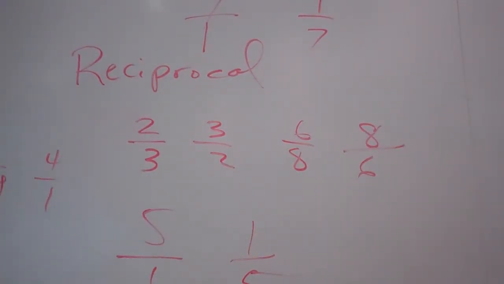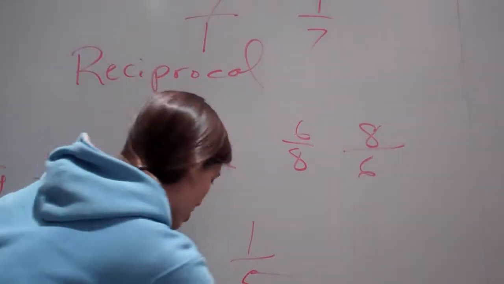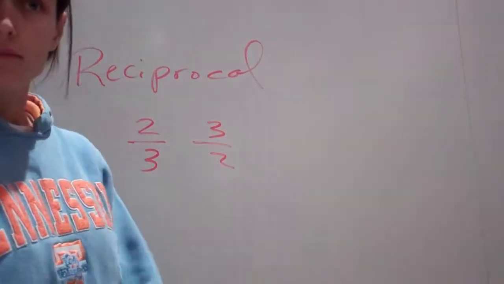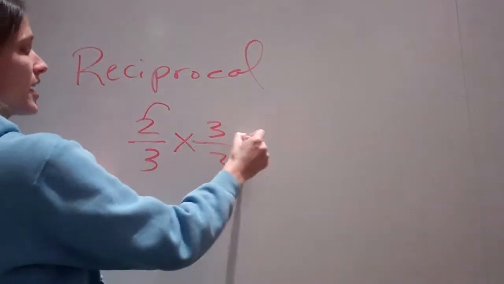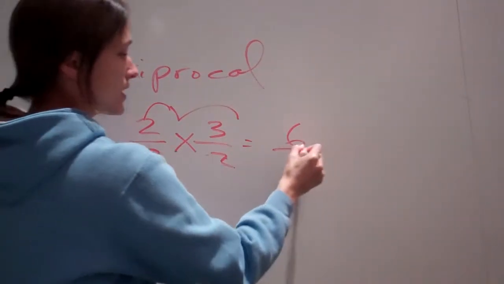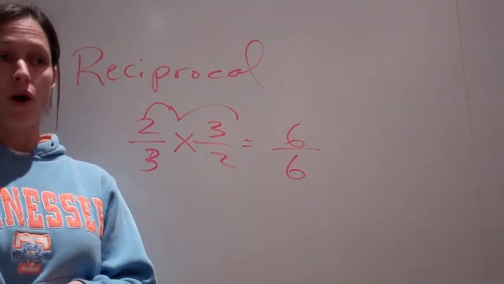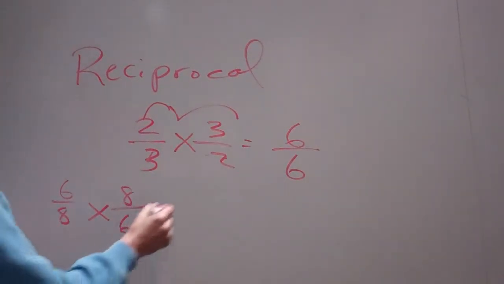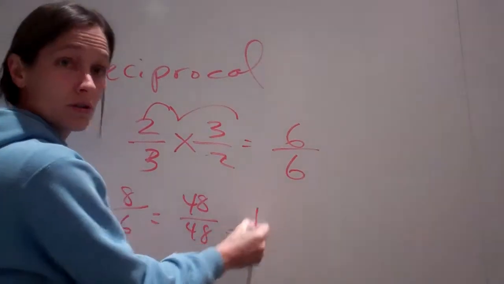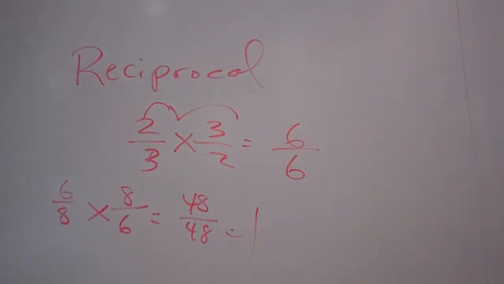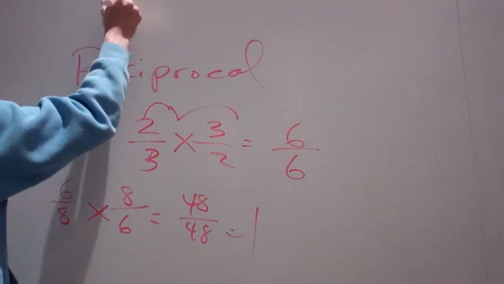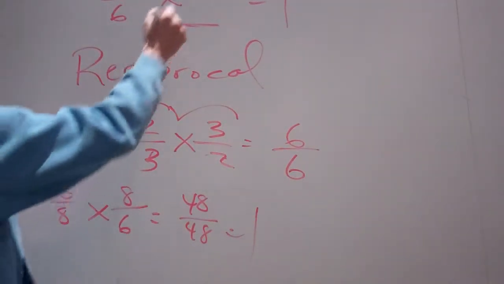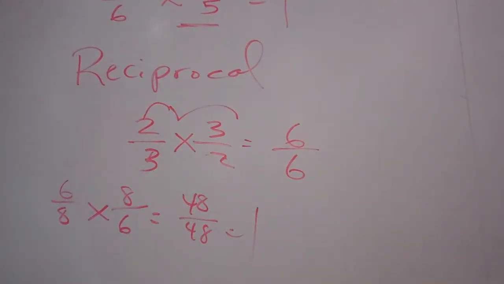Very good. Okay. Did you know that when you multiply reciprocals together, you always get 1? For example, 2 times 3 is 6, 3 times 2 is 6, and 6 out of 6 is 1. Okay, what if I did 6/8 times 8/6? I would get 48 over 48, which equals 1. So, if I told you 5/6 times what equals 1? 6/5. You would just make its reciprocal. Very good.